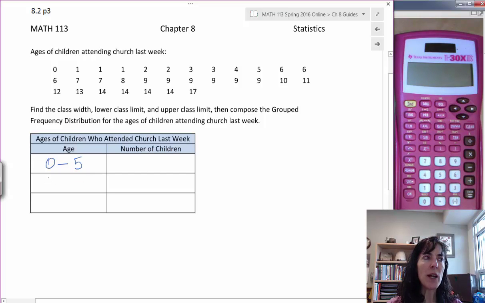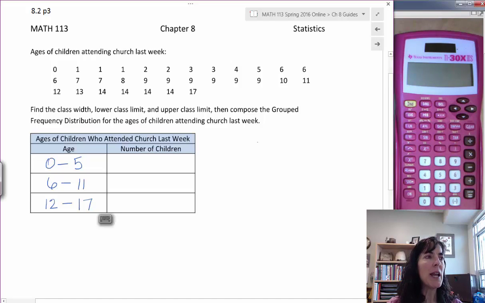And then the next row, I can start with 6 and go 5 minus 0 is 5. So 6 plus 5 will give me 11. Let's try that. 11, go up 1, so 12. And then 12 to 17. So let's check and see. I really want to be sure that my class width is the same for every row. So 5 minus 0, I get 5. That's good. 11 minus 6, I get 5. And 17 minus 12, I get 5. So I used a class width of 5 for each of my rows.